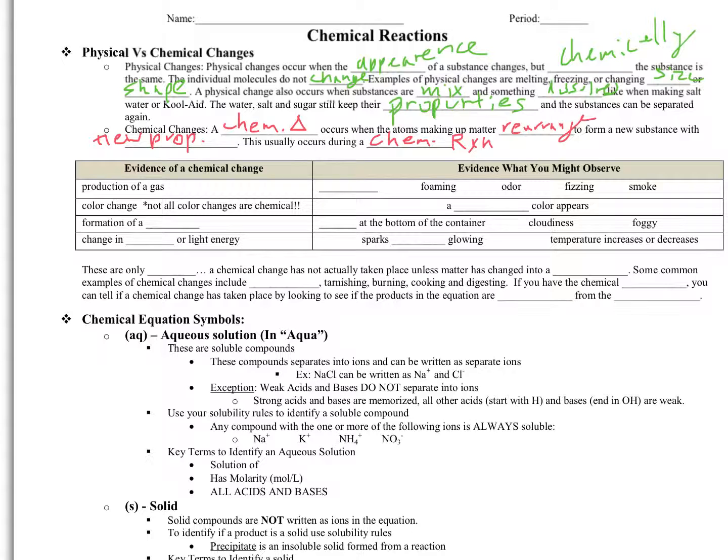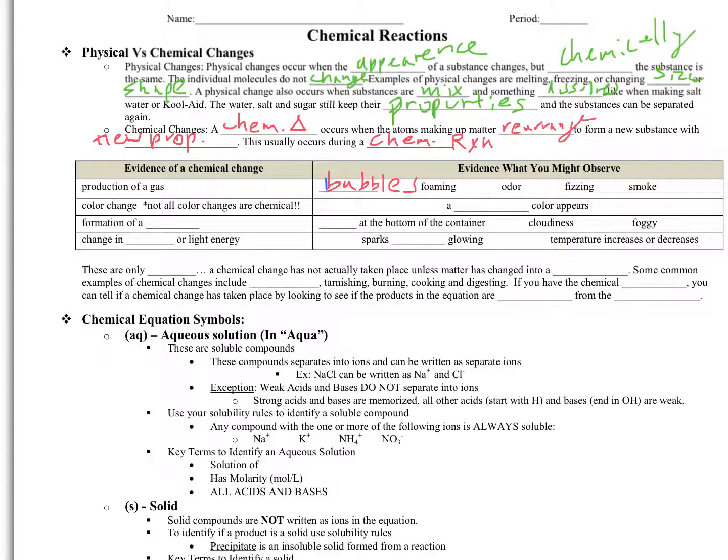So, evidence of a chemical change. We see production of gas. Well, a way to see that would be bubbles. Let's stick to pink. Bubbles, foaming, odor, fizzing, smoke. Color change. Now, not all color changes are chemical. This is one that you have to use logic for.